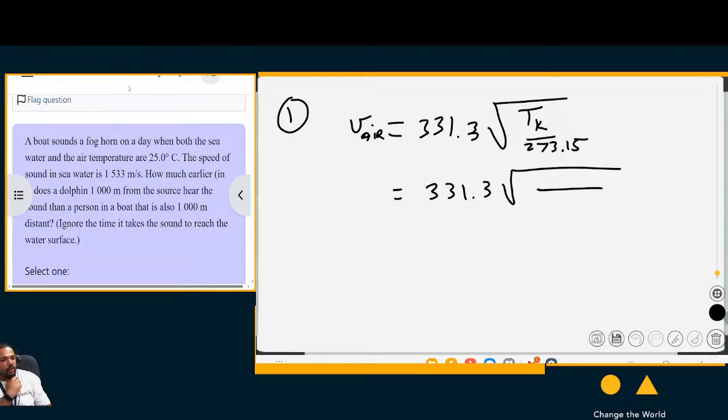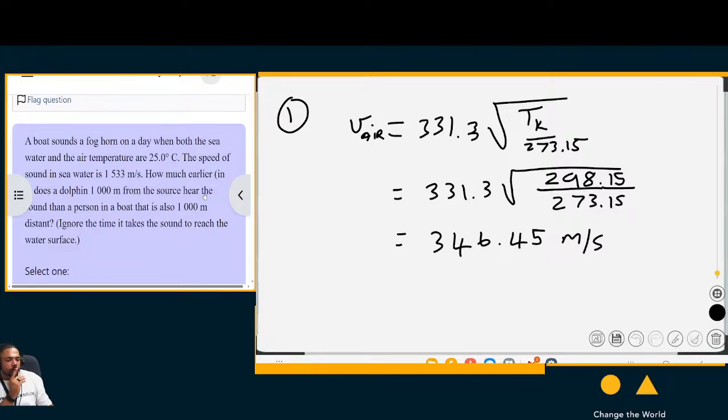So I am doing the full problem, the square root of 298.15 divided by 273.15, and you multiply that by 331.3. So your new speed of sound in air is 346.45 meters per second. So this is your value for the speed of sound at a temperature of 25 degrees Celsius.